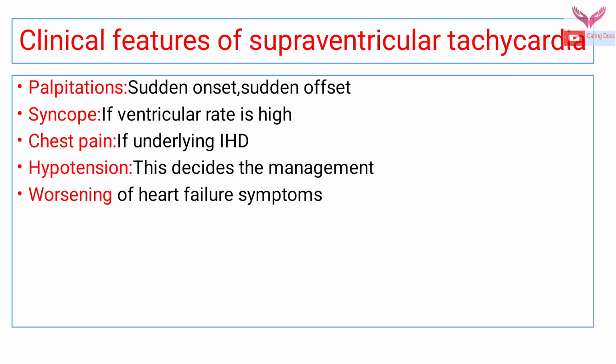So just to summarize, the clinical features of supraventricular tachycardia are palpitation. Patient may have sudden onset palpitations, and it also subsides on its own. Patient may have syncope when the ventricular rate is very high. Patient may have chest pain if underlying ischemic heart disease. Patient may have hypotension, and this decides the management, and patient can have worsening of the heart failure.